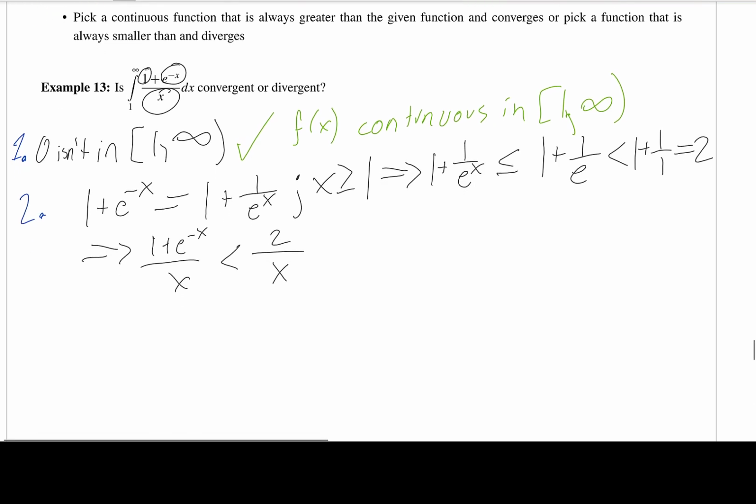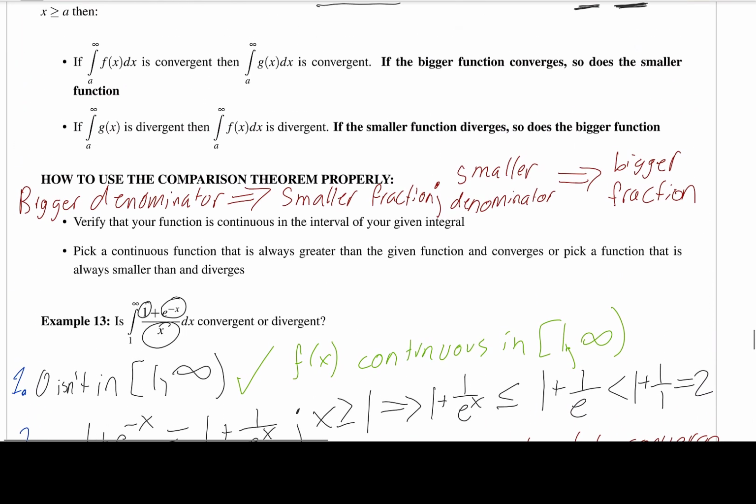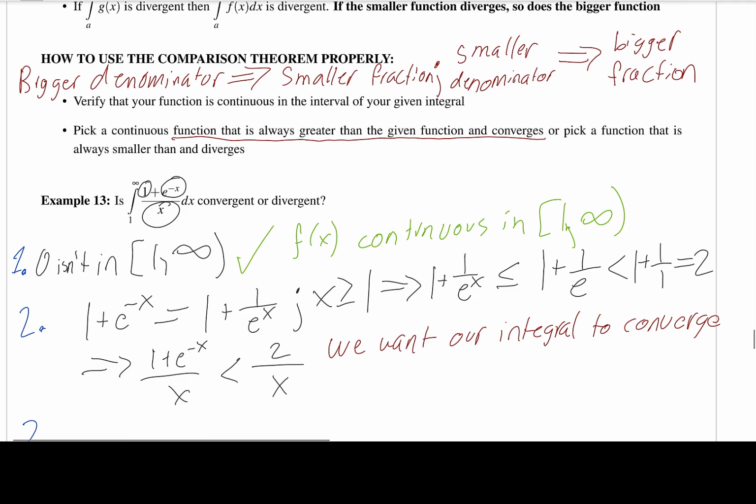Okay, so then the third thing to do is to look at the integral of this over our interval. So let me write this down. Since we have a bigger function, we want our integral to converge. Because remember, our rules say that we either want a continuous function that is always greater than the given function and converges, right? So we found something that's always greater, so we need it to converge.